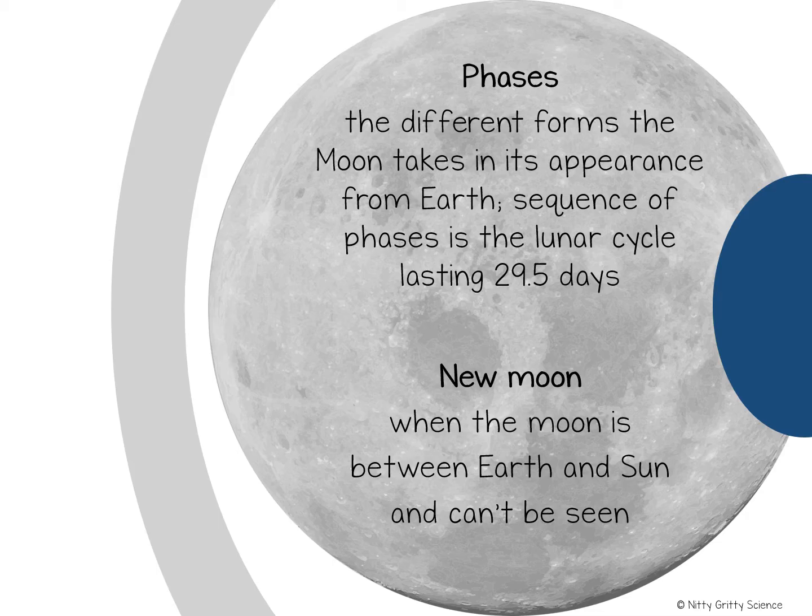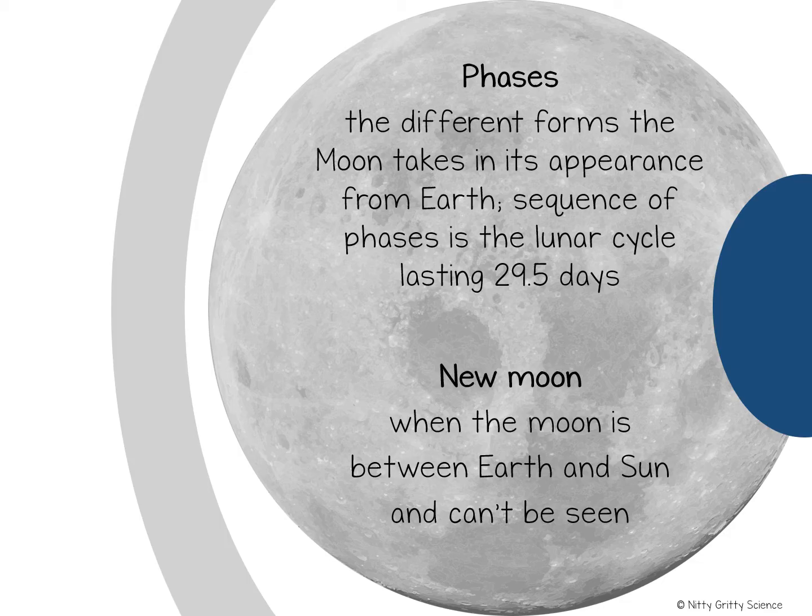Phases are caused by changes in the relative position of the moon, Earth, and sun. Because the sun lights the moon, half the moon is always in sunlight. However, since the moon revolves around the Earth, you see the moon from different angles. So the phase of the moon you see depends on how much of the sunlit side of the moon faces the Earth. The sequence of phases is called the lunar cycle, and one lunar cycle takes 29.5 days to complete.